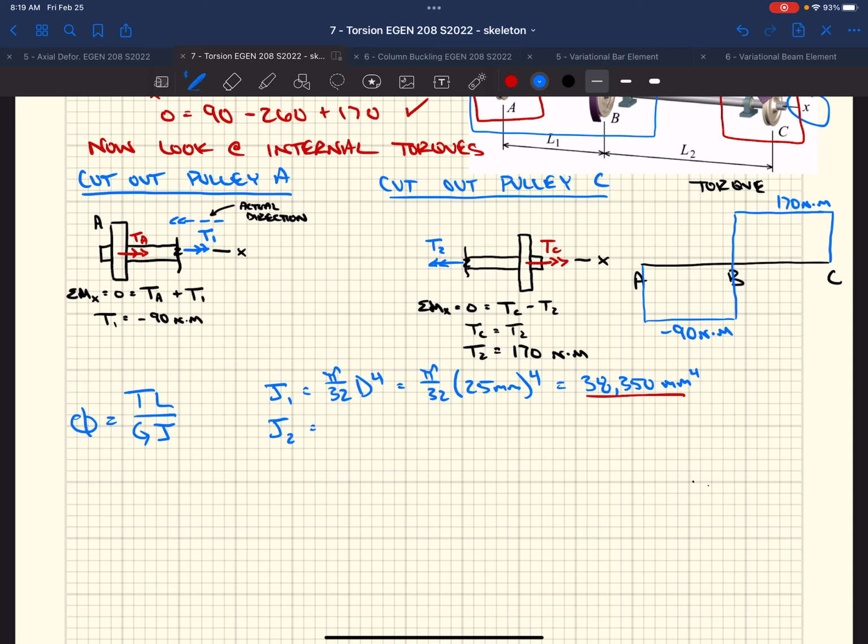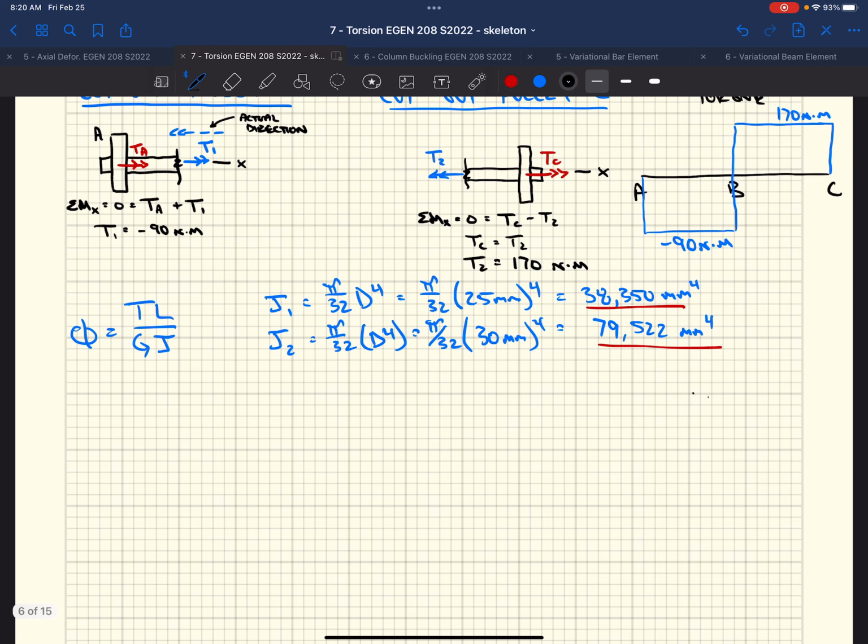We're also going to need the polar moment of inertia of the second shaft. Well, that's pi over 32, as always, times the diameter to the fourth. In this case, we have 30 millimeters to the fourth, or 79,522 millimeters to the fourth. So those are our two polar moments of inertia that we will be using in our rotation equation. Well, now it's just a lot of plugging in to calculate.